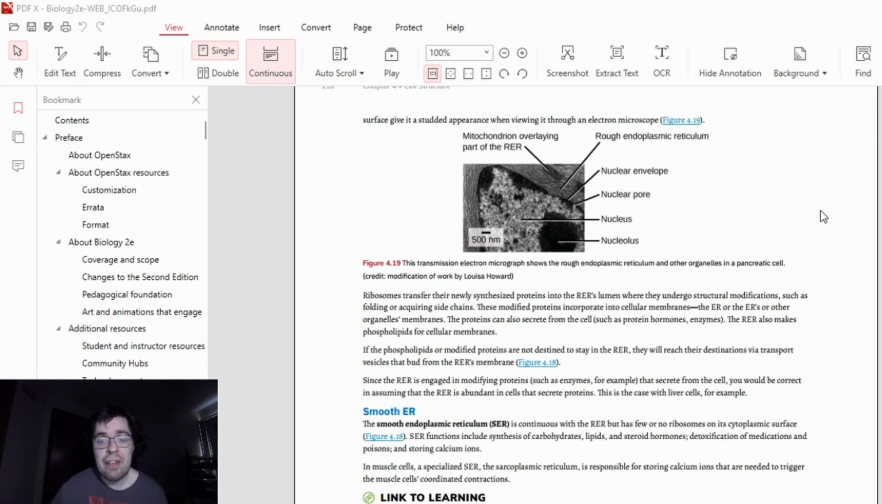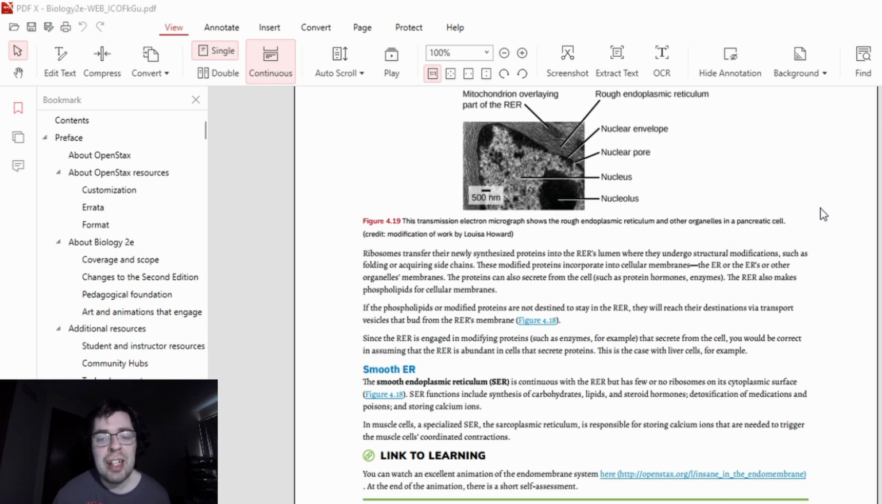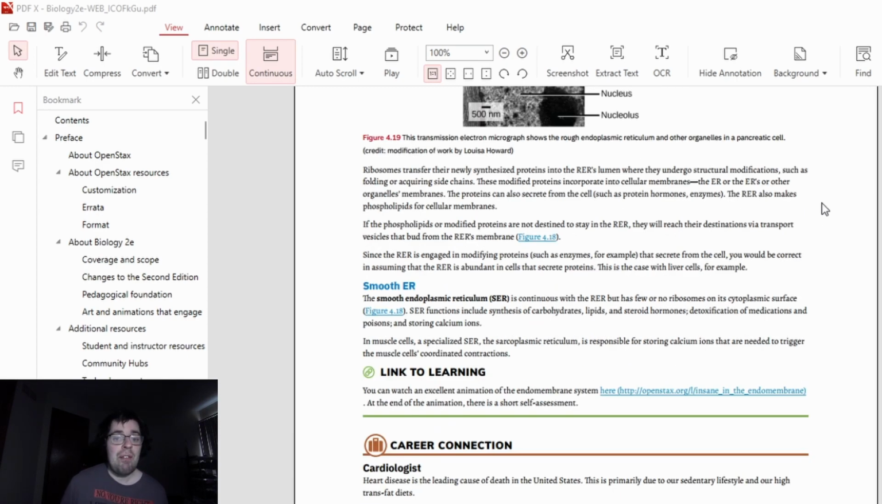Ribosomes transfer their newly synthesized proteins into the rough ER's lumen, where they undergo structural modifications, such as folding or acquiring side chains. These modified proteins incorporate into cellular membranes, the ER's or other organelles' membranes. The proteins can also be secreted from the cell, such as protein hormones and enzymes. The rough ER also makes phospholipids for cellular membranes. If the phospholipids or modified proteins are not destined to stay in the rough ER, they will reach their destinations via transport vesicles that bud from the rough ER's membrane.